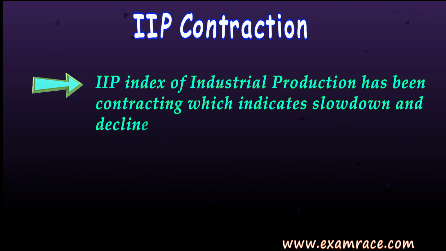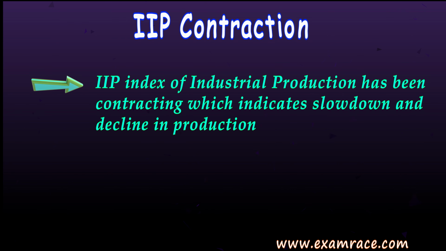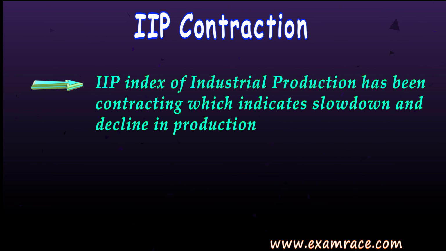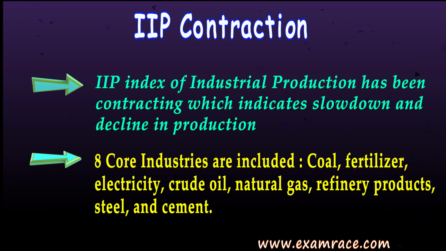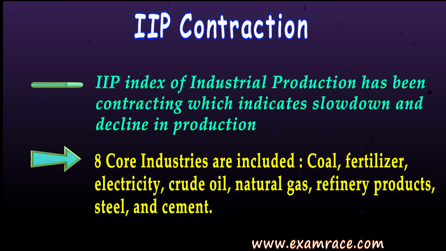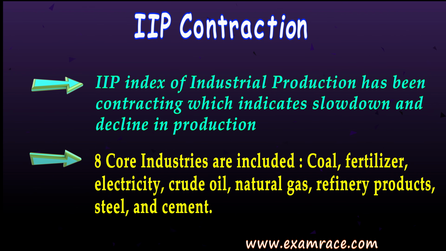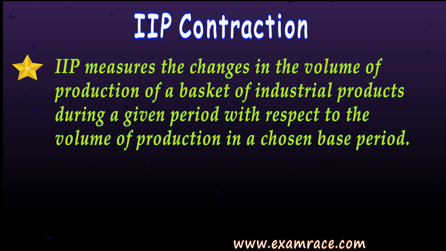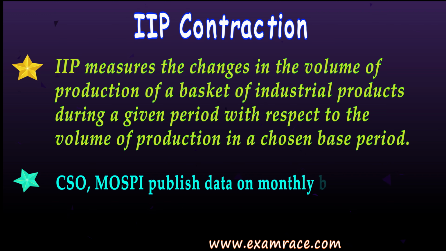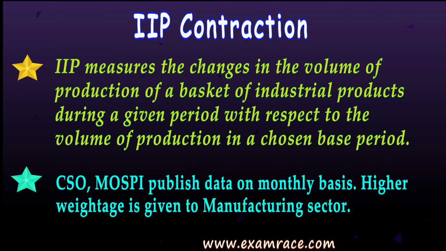The major challenge to the industrial sector is the contraction in the Index of Industrial Production. The index has been contracting, which clearly indicates that a slowdown is happening and production levels in the economy are declining. The IIP takes into account 8 core industries. These 8 core industries are coal, fertilizer, electricity, crude oil, natural gas, refinery products, steel, and cement. The IIP measures the changes in the volume of production of goods. So it looks at the physical volume of goods. It measures whether the physical volume of goods is actually falling or increasing. The IIP data is published on a monthly basis by the Central Statistical Organization, which is under MOSPI.